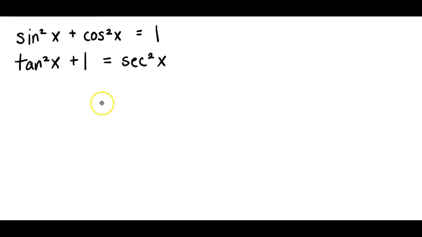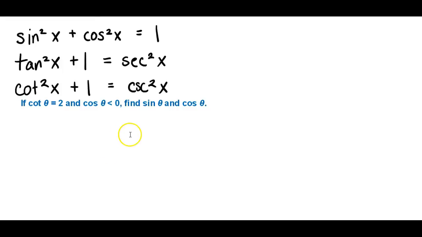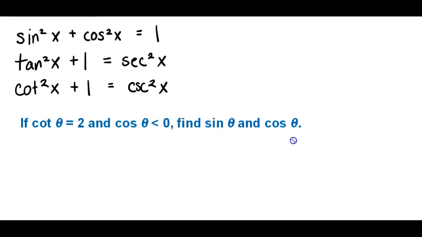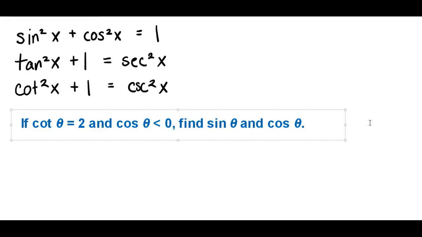They can be derived. And the third relationship we're going to look at is cotangent squared of x plus 1 equals cosecant squared of x. So given those three trig relationships, we can use those to solve this problem. If cotangent of theta is 2 and cosine of theta is less than 0, find sine and cosine of theta.